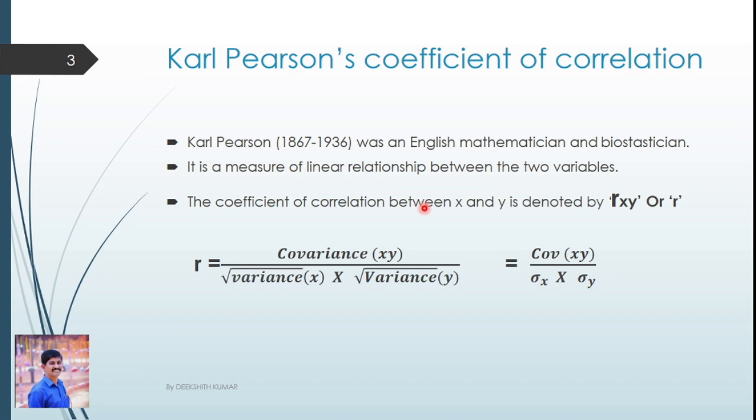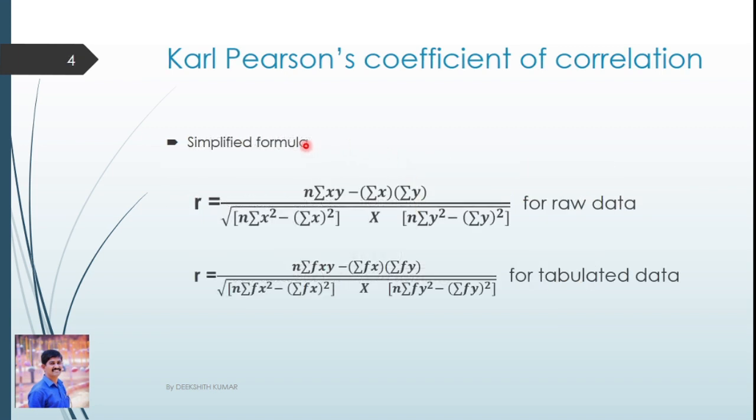For the mathematical calculation purpose, we are not using this formula. We are using a very simplified formula. According to Karl Pearson's coefficient of correlation, R is equal to n sigma xy minus sigma x into sigma y divided by square root of n sigma x square minus sigma x whole square, this is the first part, into n sigma y square minus sigma y whole square. This formula is used for the computation of coefficient of correlation for raw data.